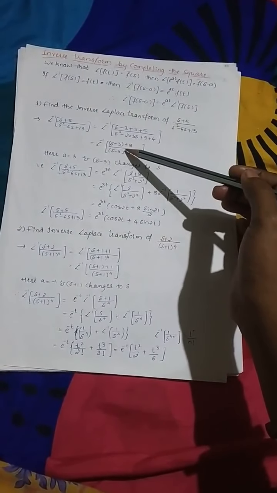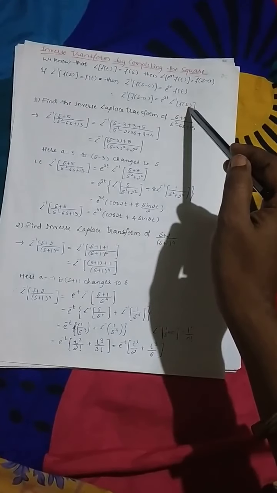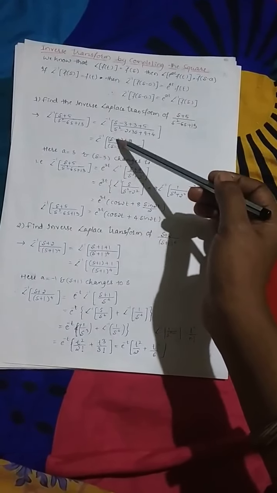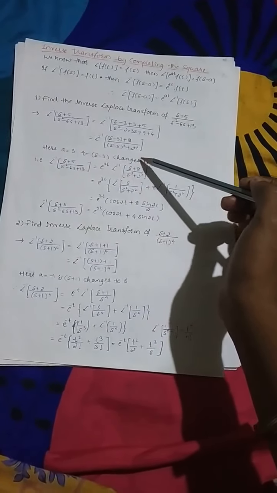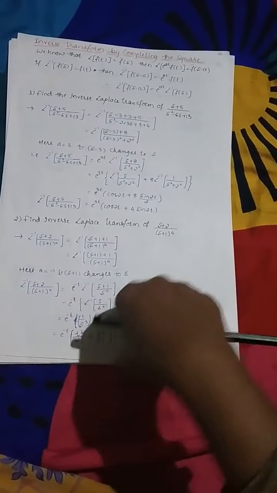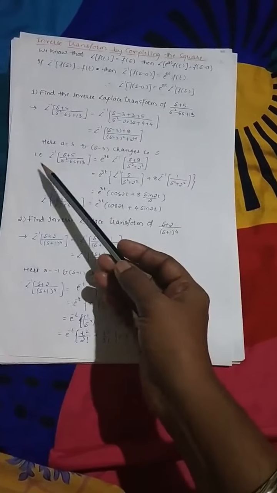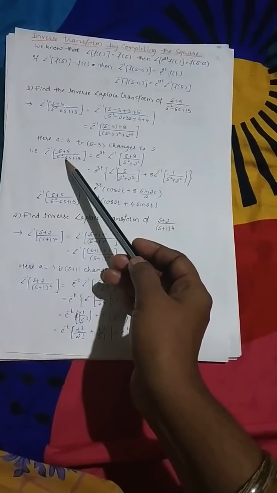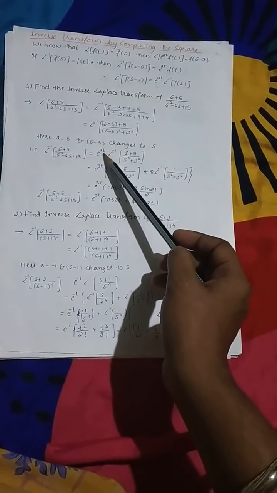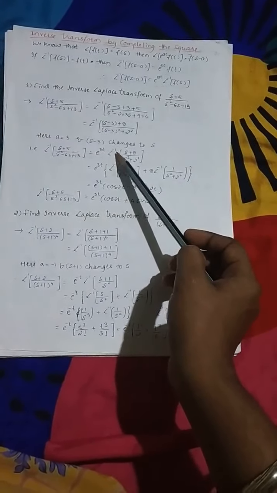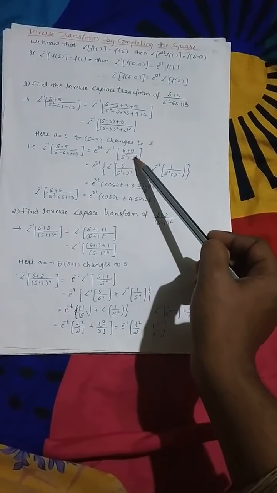To find the inverse Laplace transform of this function, we need to use the property e raised to at L inverse of f bar of s. Here a is equal to 3, and s minus 3 changes to s. That is, L inverse of s plus 5 upon s square minus 6s plus 13 is equal to e raised to 3t times L inverse of s plus 8 upon s square plus 2 square.